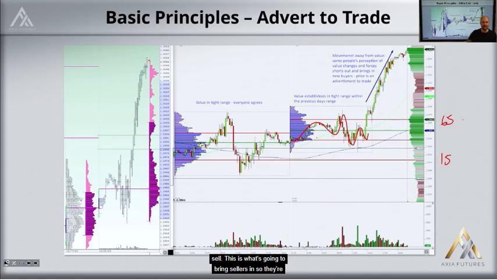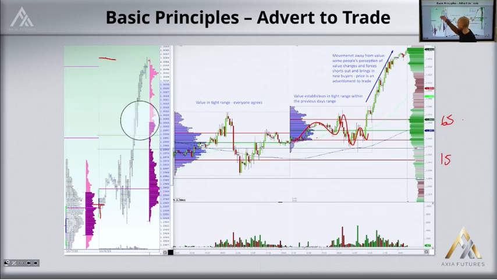This is what's going to bring sellers in. So they're going to look and go, well, that was good value there. Price is up here. I'm definitely going to sell now. And this is that idea of an advert to trade. This produces a pretty solid looking candle because you're going to have an open down here and a close up here. So you get this very, very solid green candle with a tiny wick at the top. From a candlestick basis, that is a really strong move. But from a profile perspective, if you look at where value is, it's very much not.